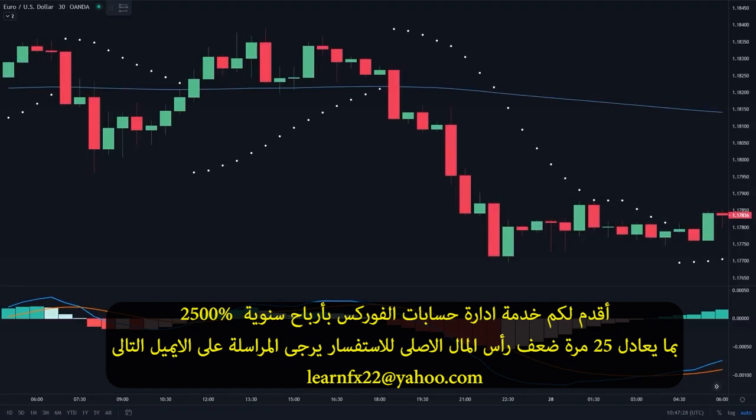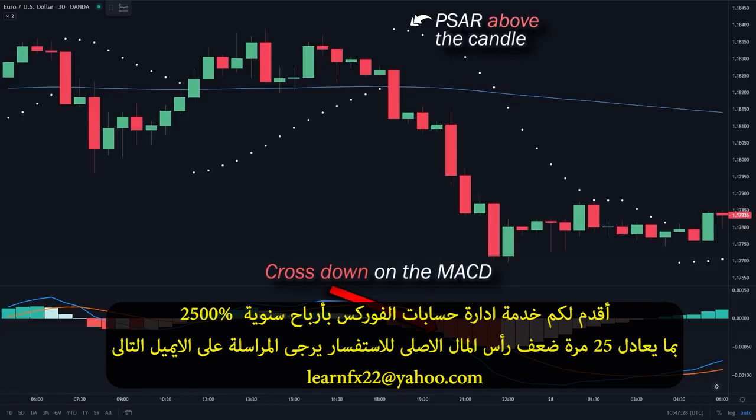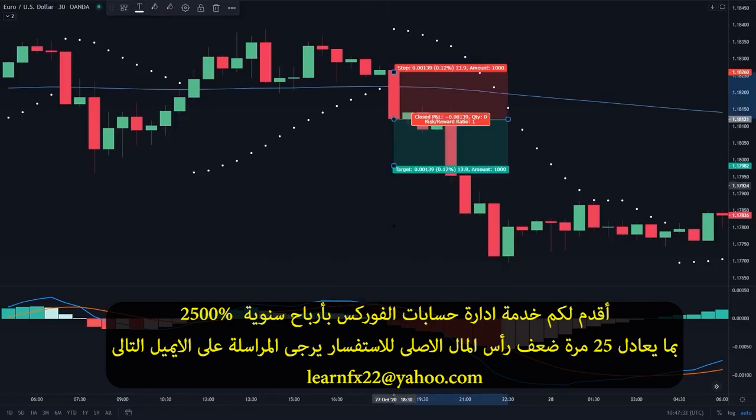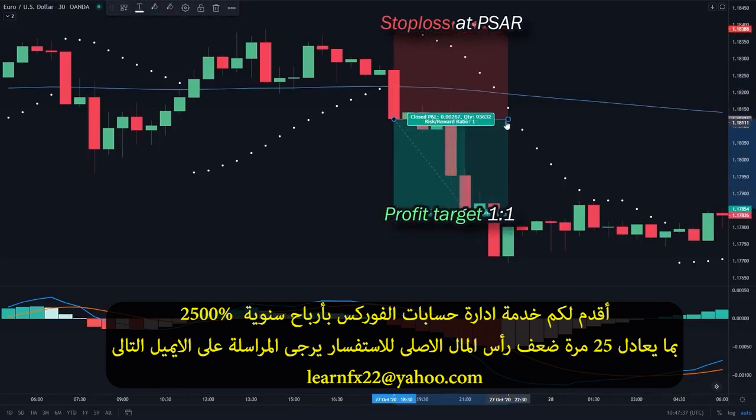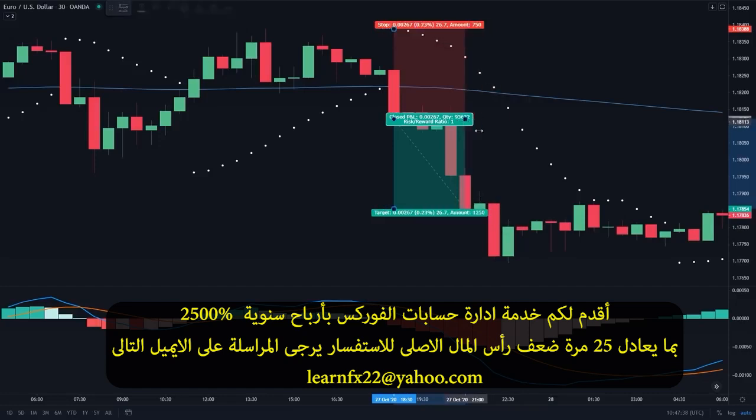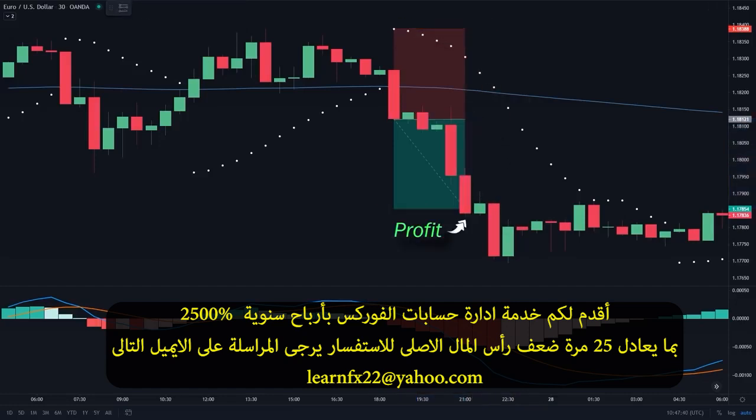Alright, so as you can see, this candle closed below the 200 EMA, meaning we're preparing to take short entries. Next, we saw a cross down on the MACD while the parabolic SAR is above the candle, and so we can place a short position right here. Then, place your stop loss at the parabolic SAR and set your profit target at 1-to-1 risk ratio.